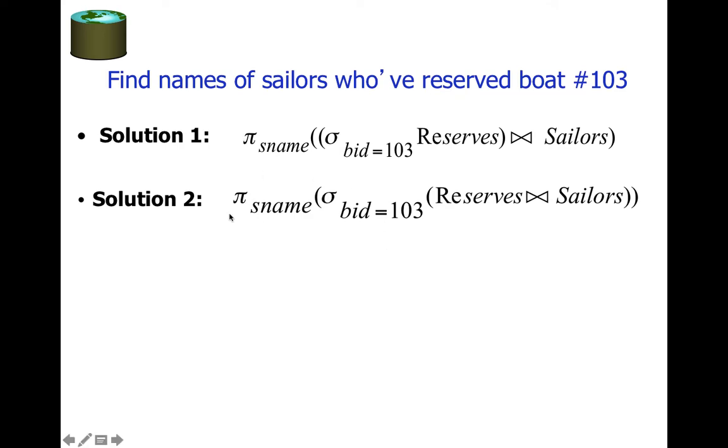This is another solution, where you do a join of reserves and sailors, and then you select BID equal 103. This will give you the same result. But maybe solution one is better.